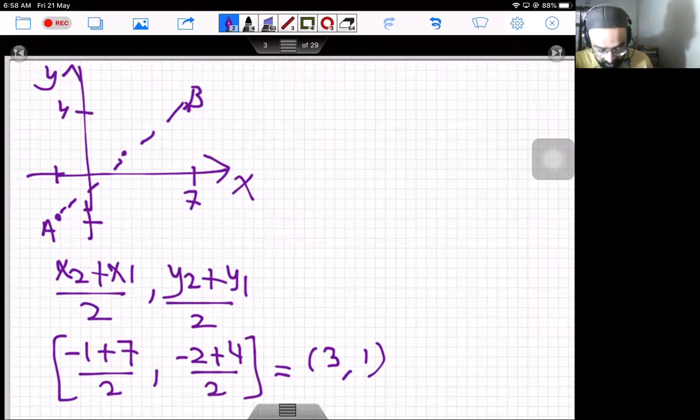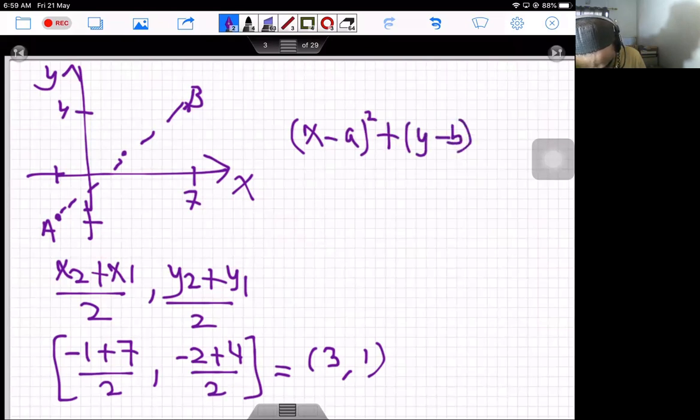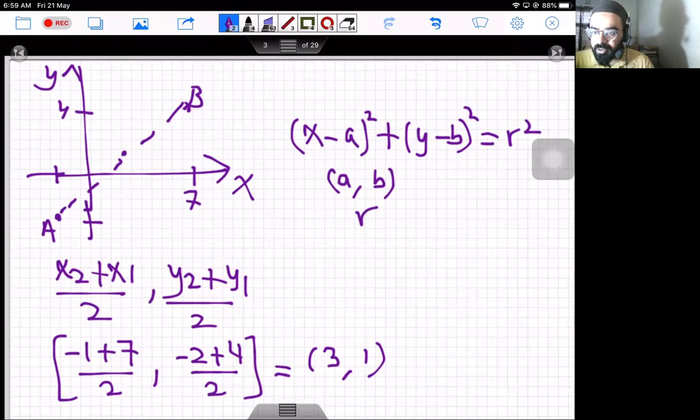And now we want to find the radius, because you know the equation of the circle is in this form: (x minus a) whole squared plus (y minus b) whole squared is equal to r squared, where (a, b) is the center of the circle and r is the radius. You need to find the length of the radius. So what you can do is find the length of the diameter and then divide it by 2, and you will get the radius. Otherwise, you have found the midpoint of AB, which is the center of the circle. You can find the length of MB, or the length of AM, nothing else.